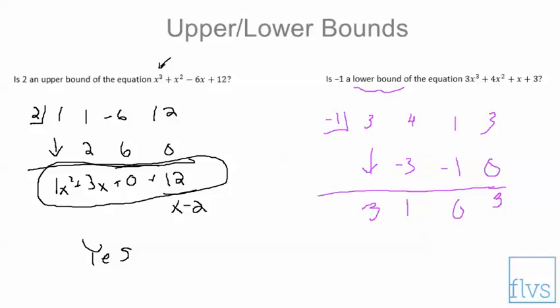So now I'm asking myself, is it a lower bound? So the question is, are all the signs the same? If they are, yes, it is a lower bound.